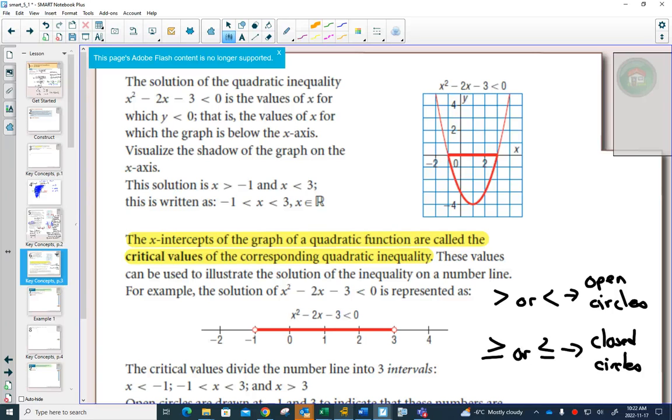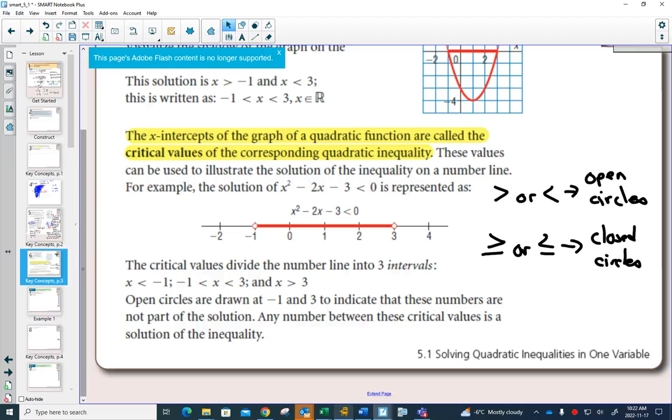Now, the circles that we put on are where it's equal to 0. So if it's greater than or less than, it doesn't include when it's equal. That's why it's an open circle. When it has the equal sign, greater than or equal, or less than or equal, then we will include and fill in those circles. So if you want to highlight that as well, open circles are shown to be that they're not part of the solution.